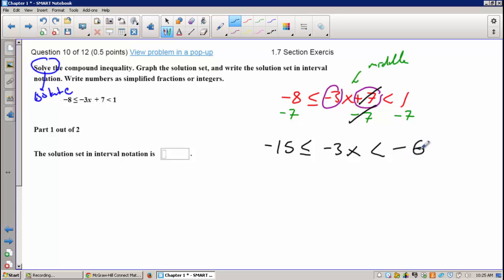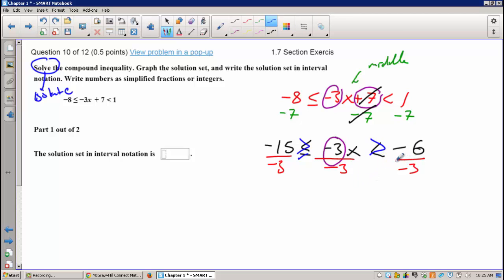What is next after this? What's your next target? This guy. And how am I going to handle this? Very good. Negative 3 needs to be divided in all three locations, and immediately do something right on the spot. What? Switch all the alligator mouths or fish mouths.